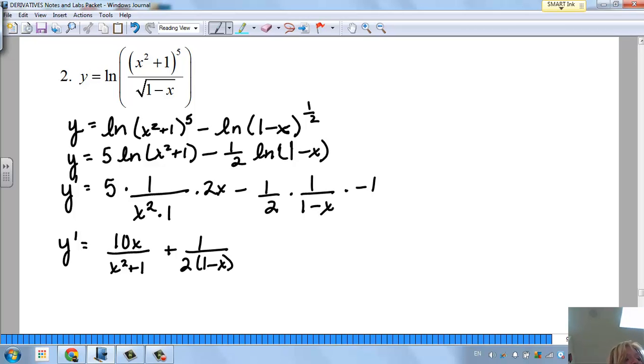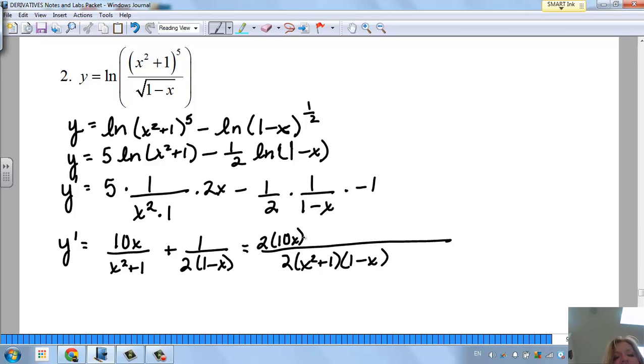Now we're going to spend time doing some algebra to see if I can get one fraction. So the common denominator is going to be 2 times x squared plus 1 times 1 minus x. So what am I lacking here? What's my smart one going to be? It's going to be 2 times 1 minus x. So I'm going to do 2 times 10x times 1 minus x. That's my first term. Plus, and what am I missing here is x squared plus 1. So I got x squared plus 1.